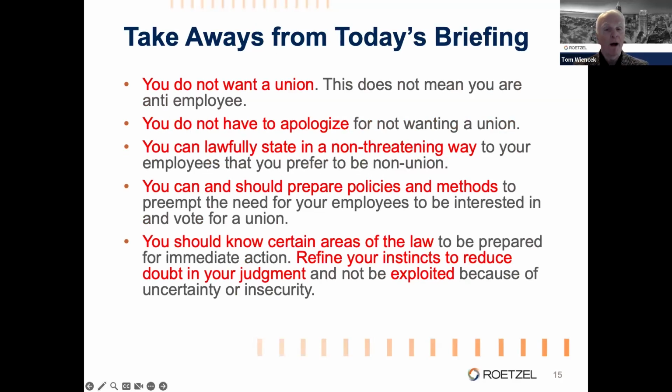So what are the takeaways from today's briefing? First and foremost, you don't want a union. It doesn't mean that you are anti-employee, but I will show you that you simply do not want a union. And you don't have to apologize for not wanting a union. You can lawfully state in a non-threatening way to your employees that you prefer to be non-union. You can and should prepare policies and methods to preempt the need for your employees to be interested and vote for a union. And you should know certain areas of the law to be prepared for immediate action.